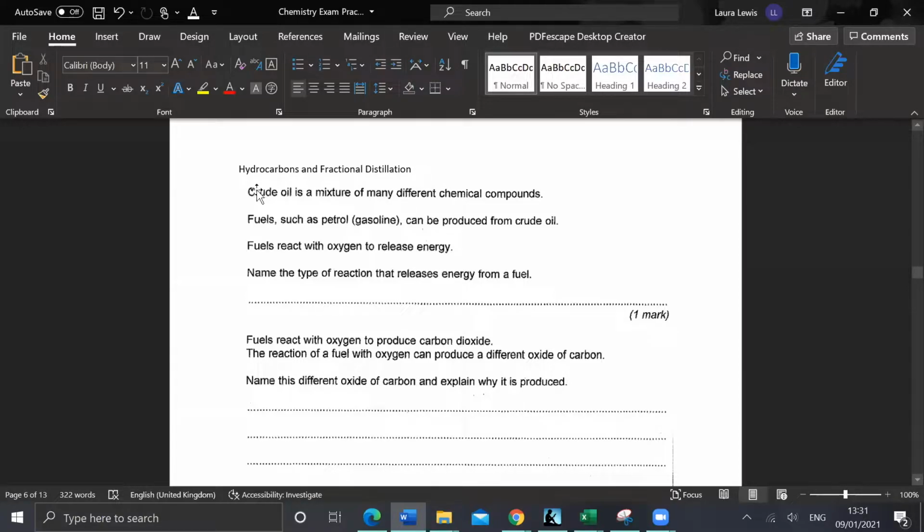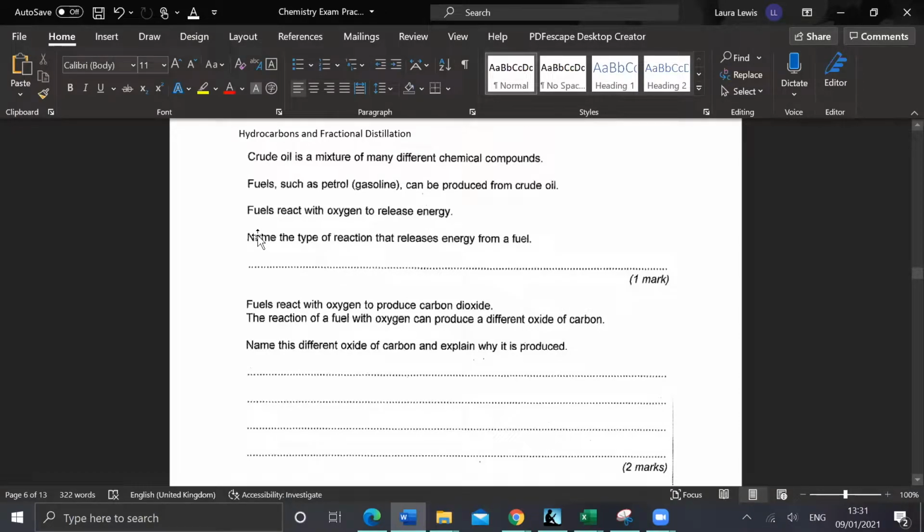So crude oil is a mixture of many different chemical compounds. Fuels such as petrol, or gasoline as it's sometimes known, can be produced from crude oil. Crude oil is what you dig out of the ground. In those films, you see oil coming up out of the ground. That's crude oil. It's very thick, sticky, quite like tar. So it's a mixture of many different chemical compounds. Fuels such as petrol, gasoline, can be produced from crude oil.